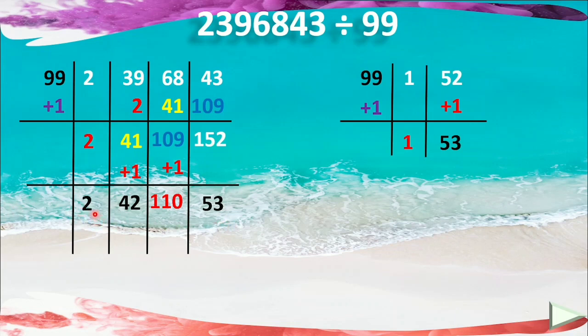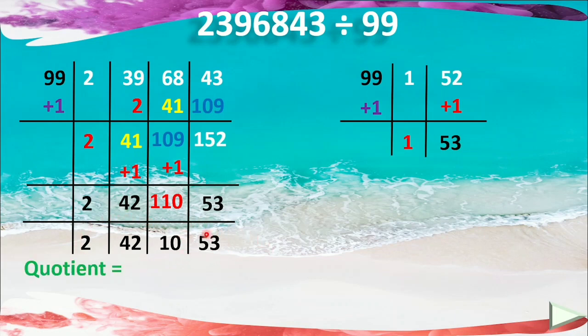Now at the end, write down 2 and 42 from the top. As 1 is used, we have written it just below 41. We have left 10 and 53 from the top as the remainder, while the remaining digits will be the quotient. So the answer is 24,210 as quotient and the remainder is 53.